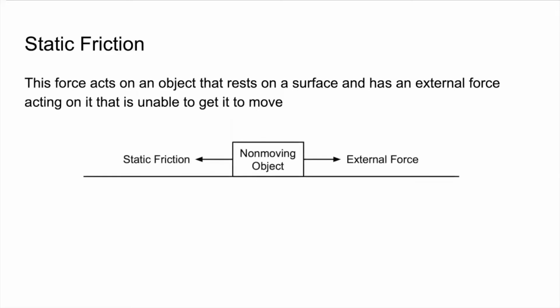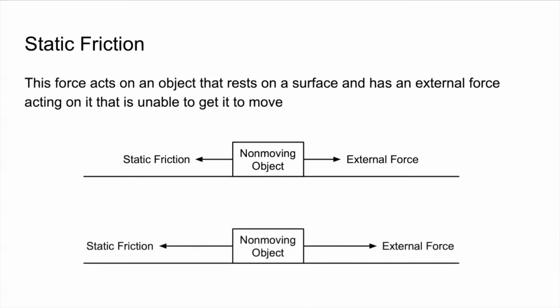So let's suppose that a non-moving object is on the ground and an external force acts to the right on it. In that case, static friction will act to the left, and it will be equal to the magnitude of the external force. So since the two forces are equal, they balance out, and the non-moving object does not move. Now, if we increase the external force, the static friction will still be equal in magnitude to it, so the object still doesn't move. However, there is a maximum amount of static friction. So if the external force becomes greater than the maximum force of static friction, then the object will start moving.